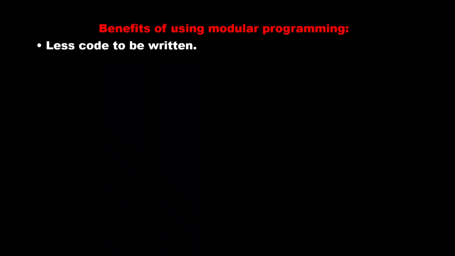Benefits of using modular programming. If there is no benefit, nobody is going to use modular programming. So what are the benefits of using modular programming? First one, less code to be written. Very less code to be written. Once we create a module, the same module can be used in different programs. So there is no need of rewriting the same code. Only the name of the module is necessary to be called. So less code to be written.